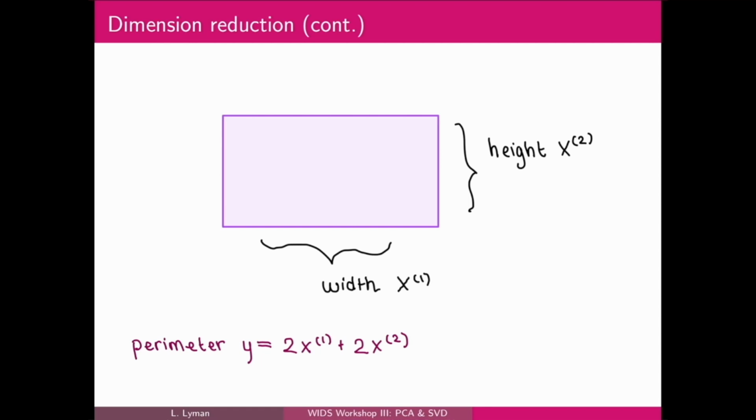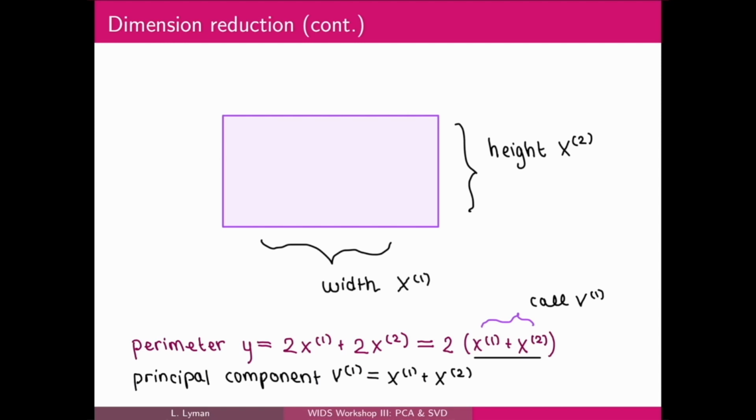And if we define a new variable, call it v1, as the sum of the width and height, we now have that our observed parameter y is a function of only a single variable. Effectively, we've reduced the dimension of our problem from 2 to 1. This is an application of principal component analysis.